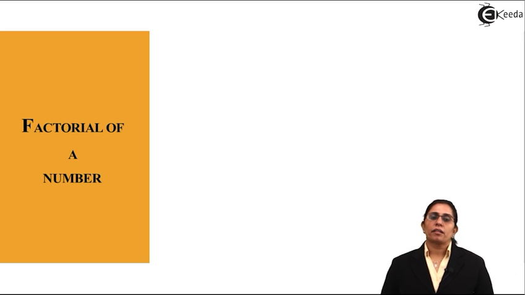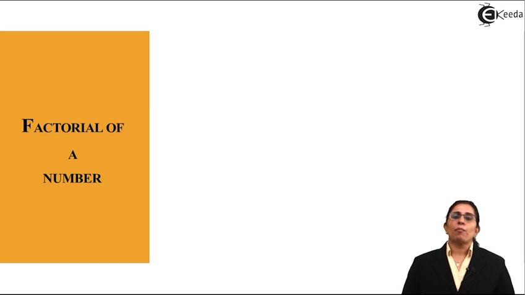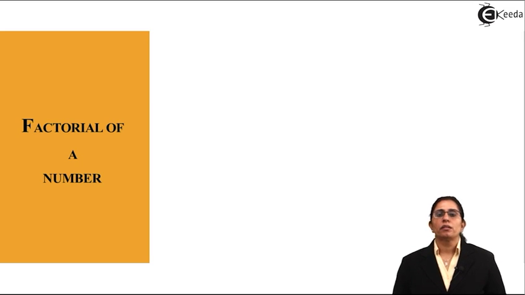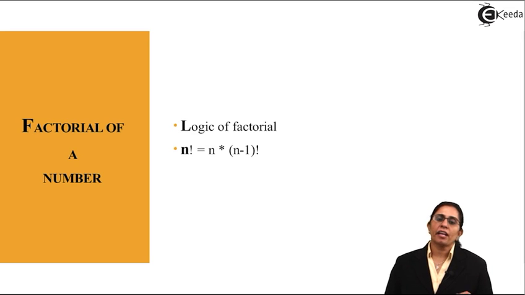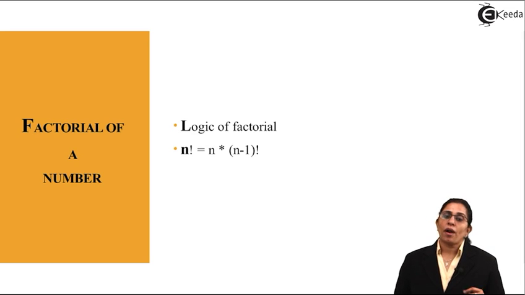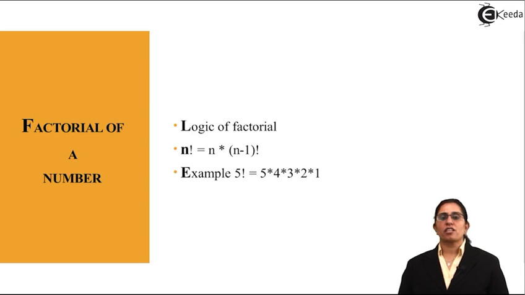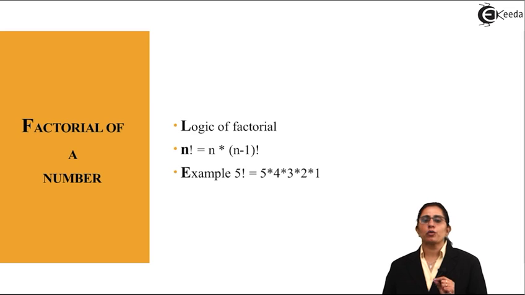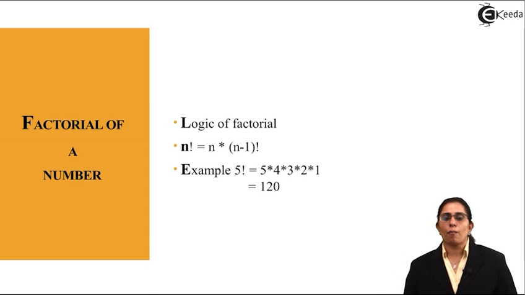Now we will see that when we have a base case and a making progress case, how do we implement the factorial of a number using it? What happens in a factorial of a number? The logic behind the factorial is n factorial is equal to n into n minus 1 factorial. If n is 5, 5 factorial is equal to 5 into 5 minus 1 factorial, which will be 5 into 4 into 3 into 2 into 1, which will be equivalent to 120. So that is a simple example of a factorial of a number.